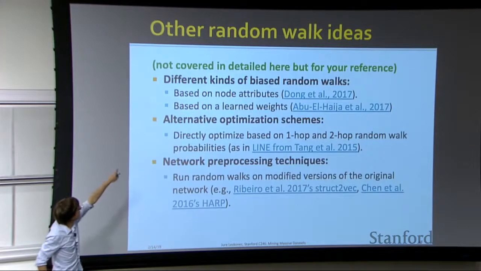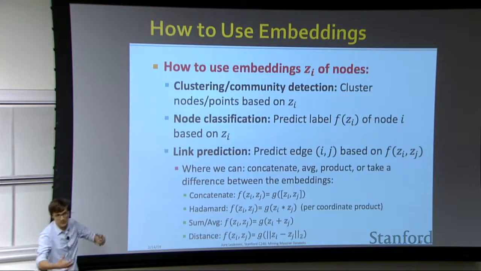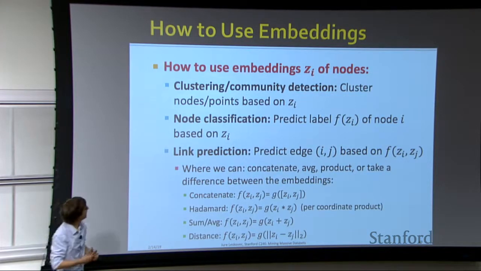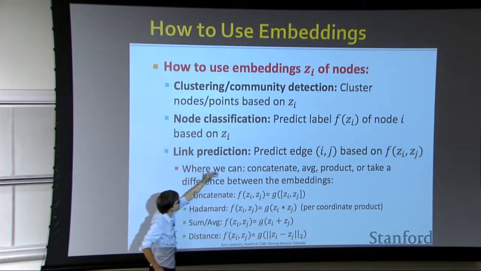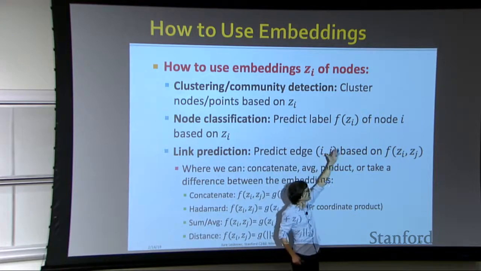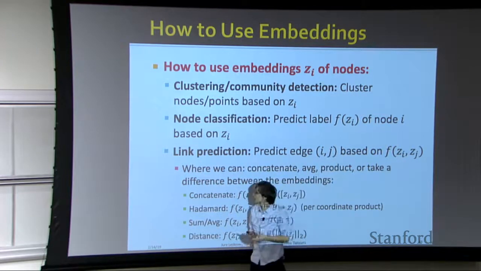So that was, you know, the top one is when you want to do clustering. The way you do node classification is to say, I will just predict the label of a node given its coordinates.